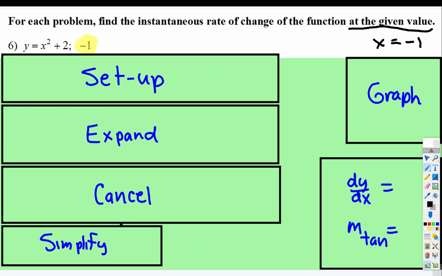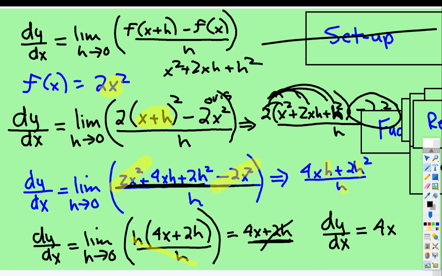All right, that's it. We're going to do another one, but that's it for introducing using the limit process to find the derivative function, and then later on when you're given certain x values, that's when you'll find the slope. All right, that's it.